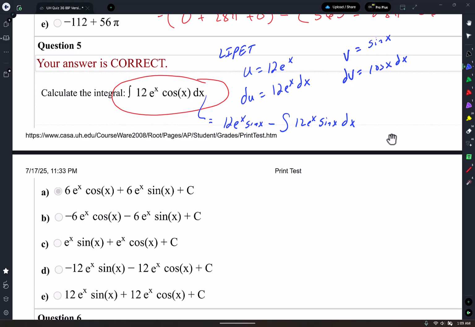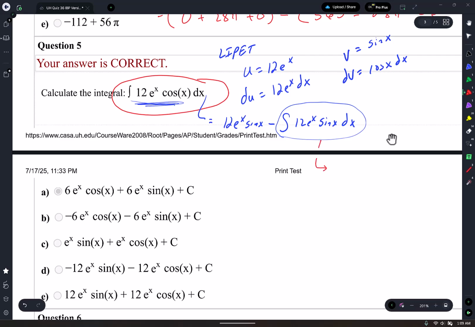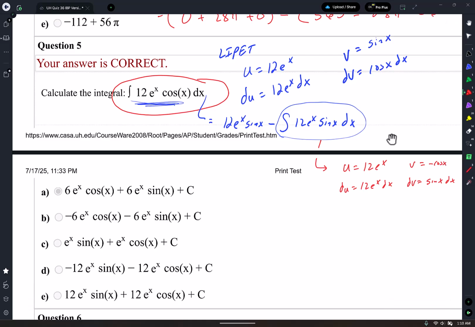Now notice I have another 12 e to the x sine x, which is not really much different from this. But if I were to do integration by parts again, then I'm going to get back to 12 e to the x cosine x, because obviously I got that right there, right? So I'm going to do it one more time, just with what I circled there. So what am I going to make u? I'm going to make u equal 12 e to the x. So du is going to be 12 e to the x dx. And then v and dv, I'm going to make dv equal to sine x dx. So my v here is going to be a negative cosine x. The derivative of a cosine is negative sine, so that's why I got to put the negative there.